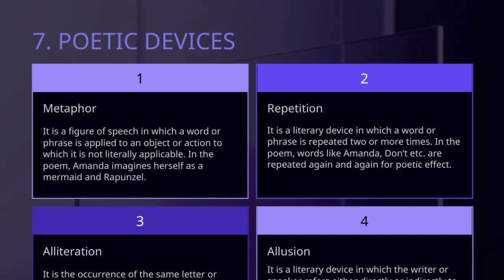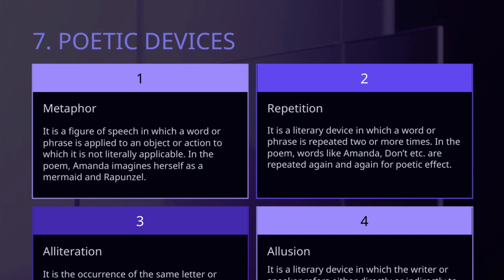Now, let's look at some of the key poetic devices that help make a poem more vivid and expressive. First up is allusion. This is when the writer or speaker refers, either directly or indirectly, to a person, event, or thing from history, or to a work of art or literature. For example, in the poem, Amanda imagines herself as mythological characters like a mermaid or Rapunzel. These references help add depth and evoke certain images or ideas in the reader's mind.